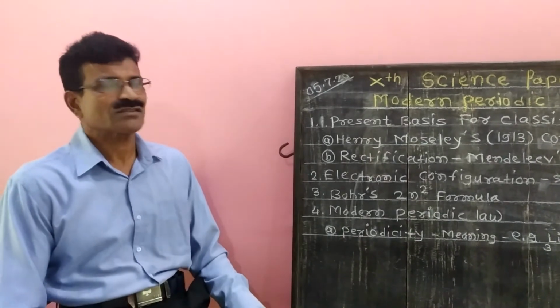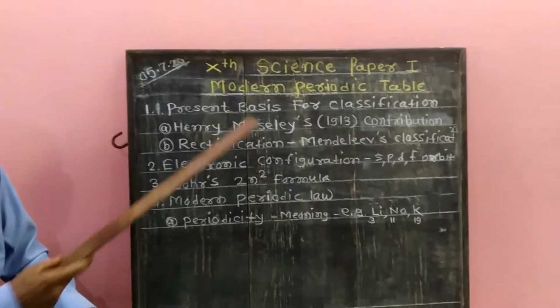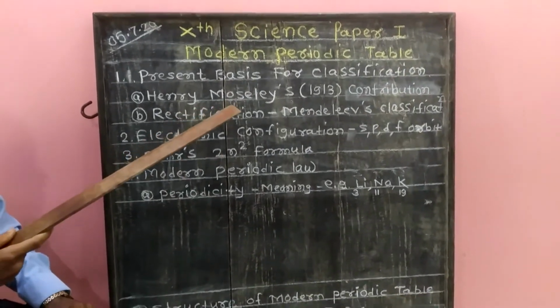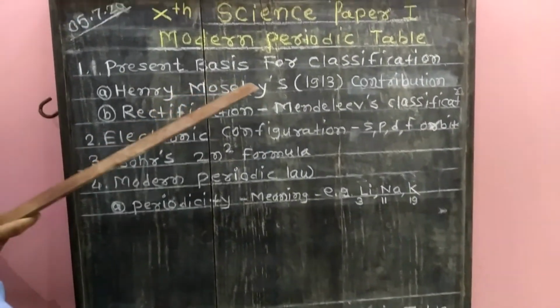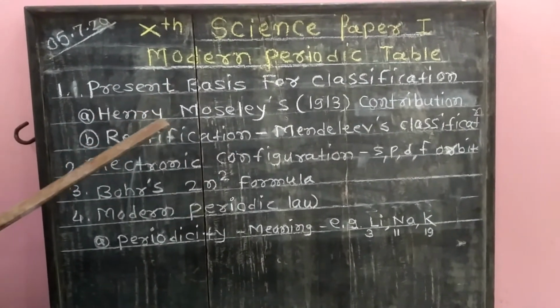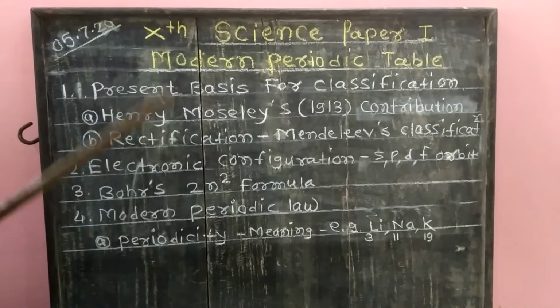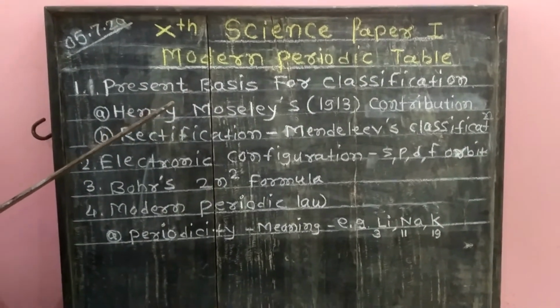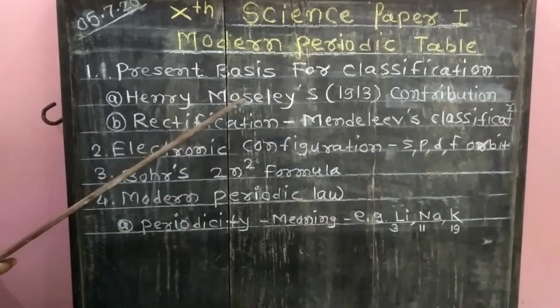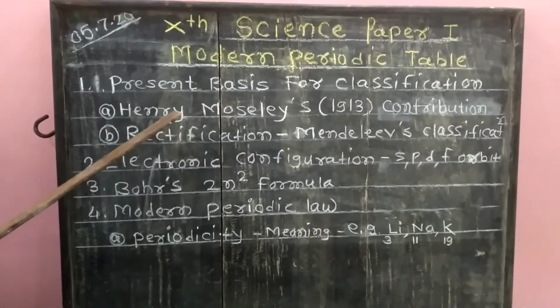Now let us discuss the modern periodic table. The present basis for classification of elements is the atomic number. Atomic number means the number which is equal to the number of protons and equal to the number of electrons.